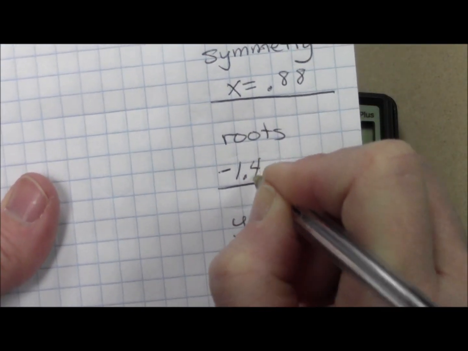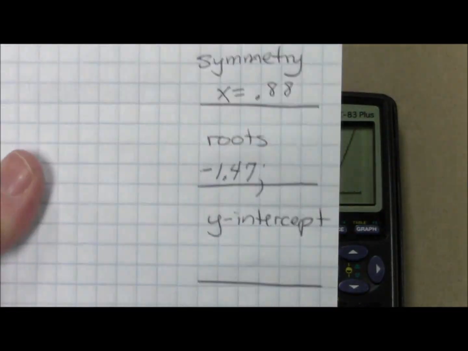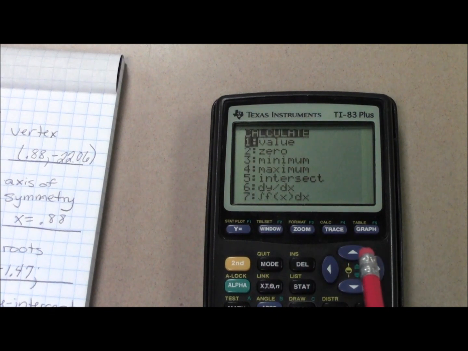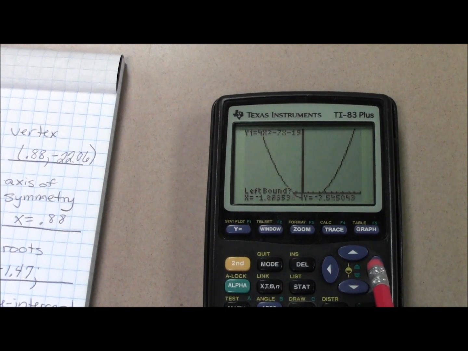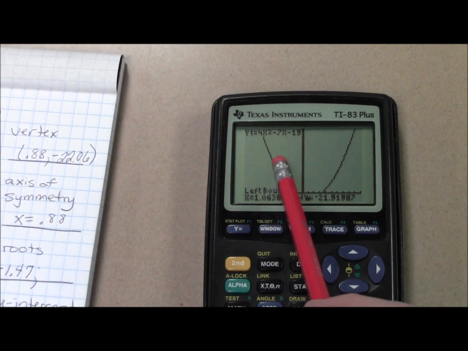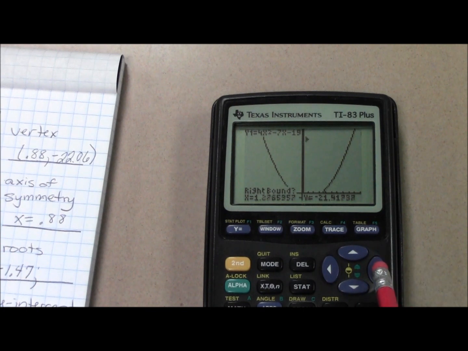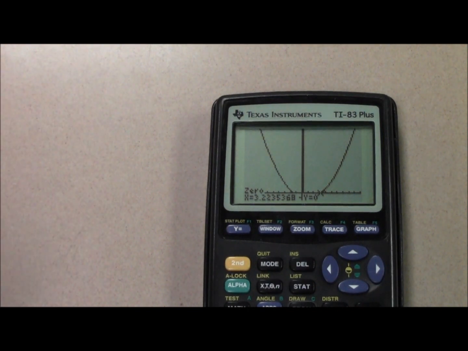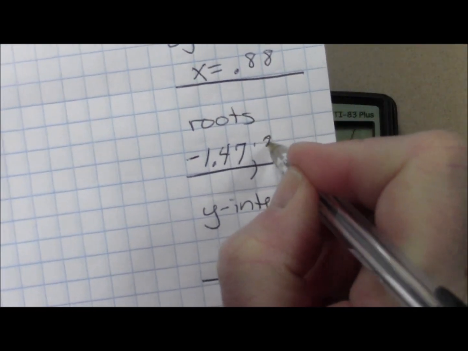Negative 1.47. Then we need to calculate our second root, same way that we did before. Second calc, going down here to root, or the zero. Use your cursor so that you are to the left of the second root, but you're not to the left of the first root. Left bound, enter. Go up here to right bound, enter. Guess, enter. And then it gives you your answer. The second zero is 3.22. So we'll put that down as 3.22. There's our second.